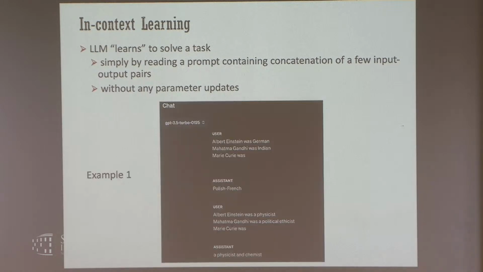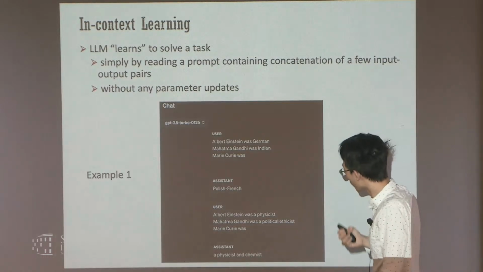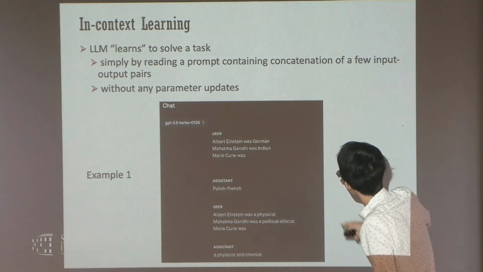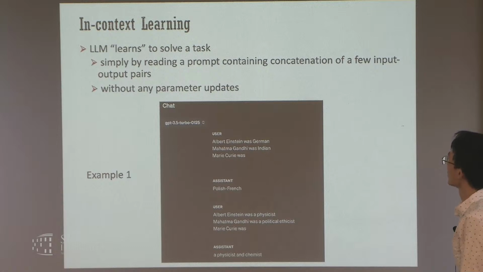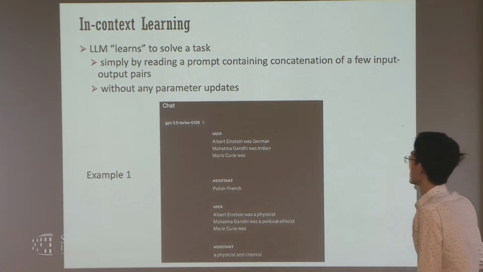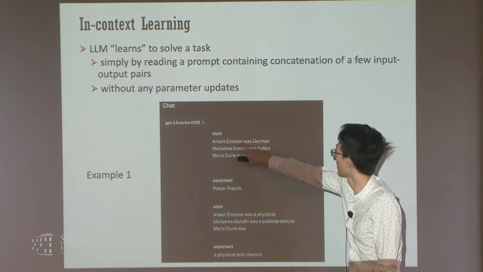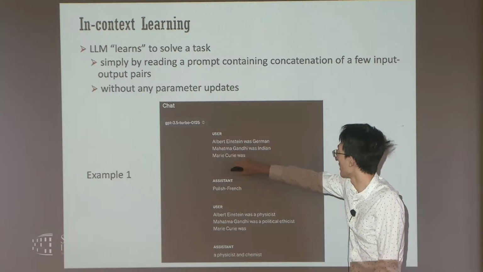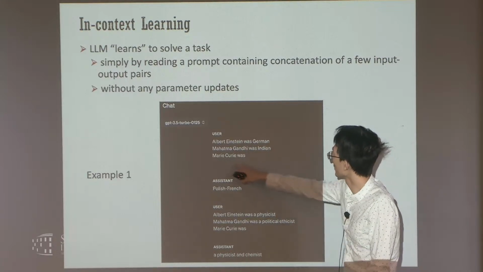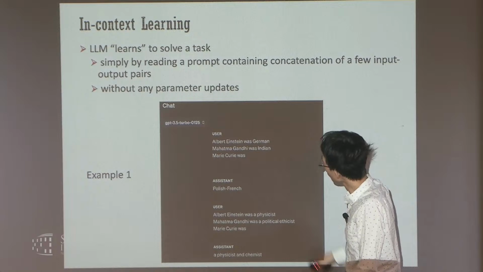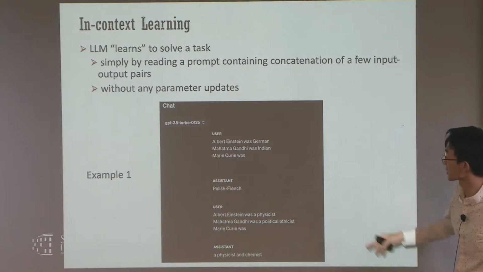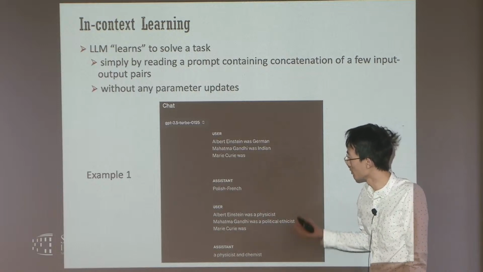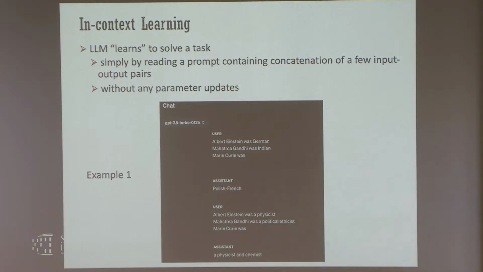So let me give you some examples. This is what I did last night or two nights ago. I guess the resolution is not great, but I'm using the GPT playground. Basically, you can have two examples: Albert Einstein was German, and Gandhi was Indian. Then you write Marie Curie and leave a blank, and you let the model generate the next tokens. The next few tokens generated will be Polish, French.